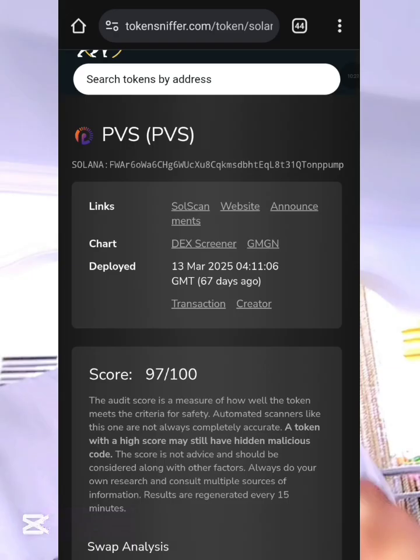But mind you, you can see what is written here. This score is a measure of how well the token meets the criteria for safety. Automated scanners like this one are not always completely accurate. So that means you have to be mindful. You can do further research about this particular coin. That is what they are telling us. But according to their analysis, this particular coin scores 97 out of 100. So that means you can go for it if you want to trade it. So this is the second platform to do our analysis.